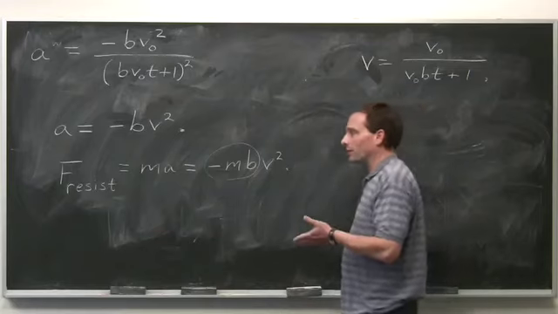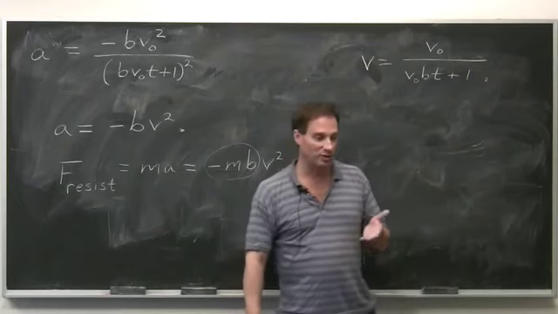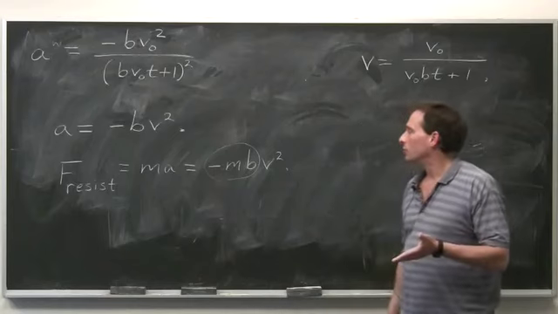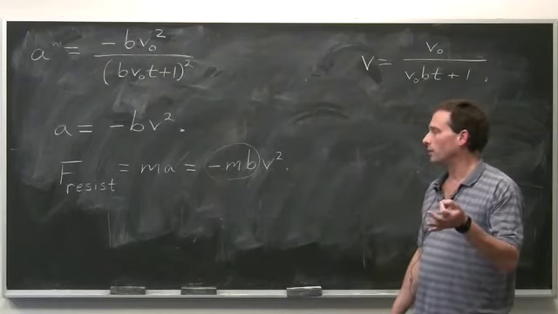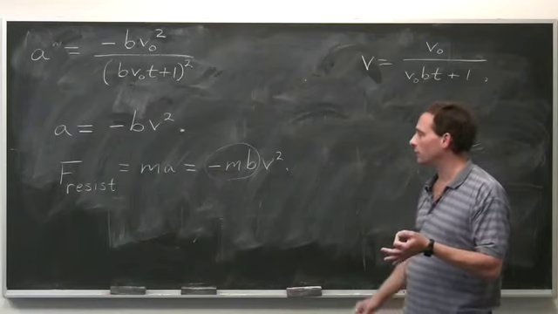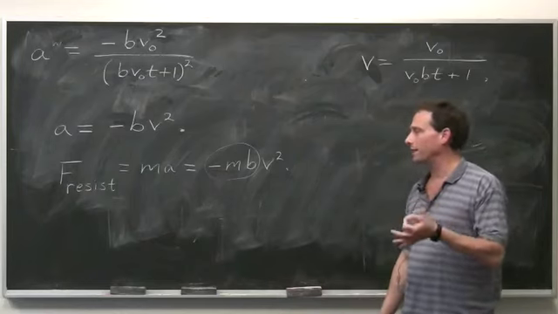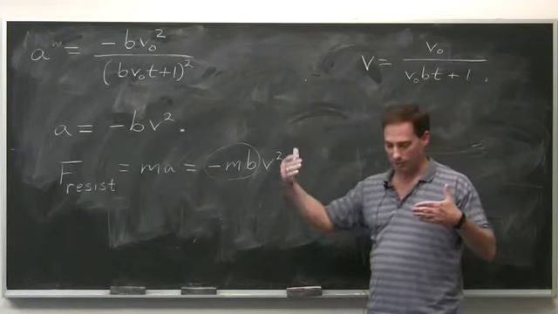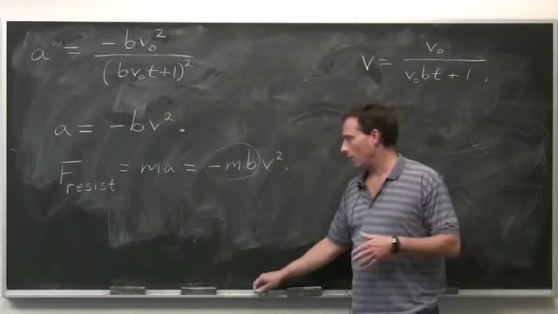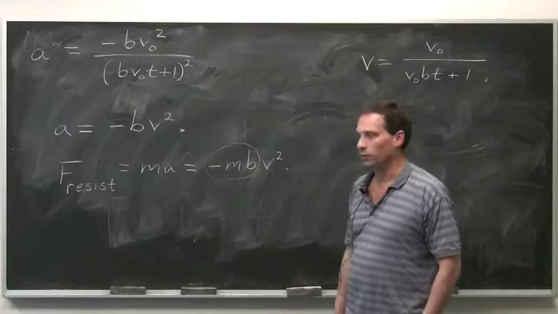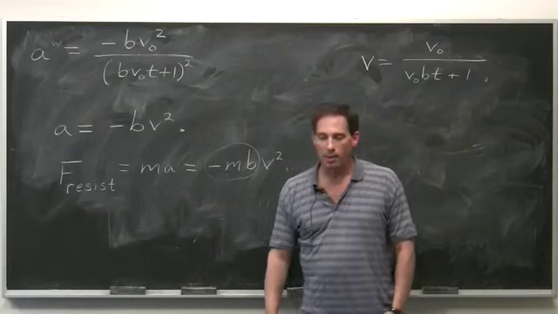But our initial velocity was positive. It was v naught, and we assumed v naught was positive. So initially, the object is moving in the positive direction. The force of resistance is in the negative direction, as it should be. The force of resistance pushes to counteract the motion. That's what forces of resistance always do.